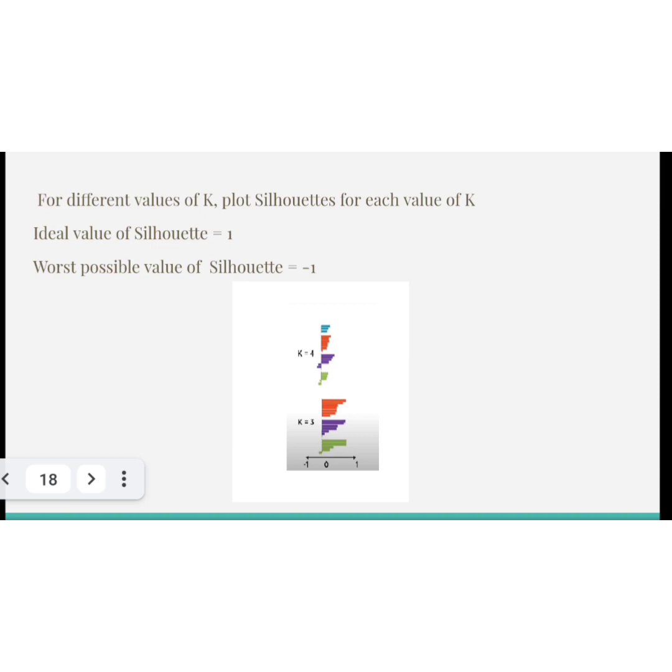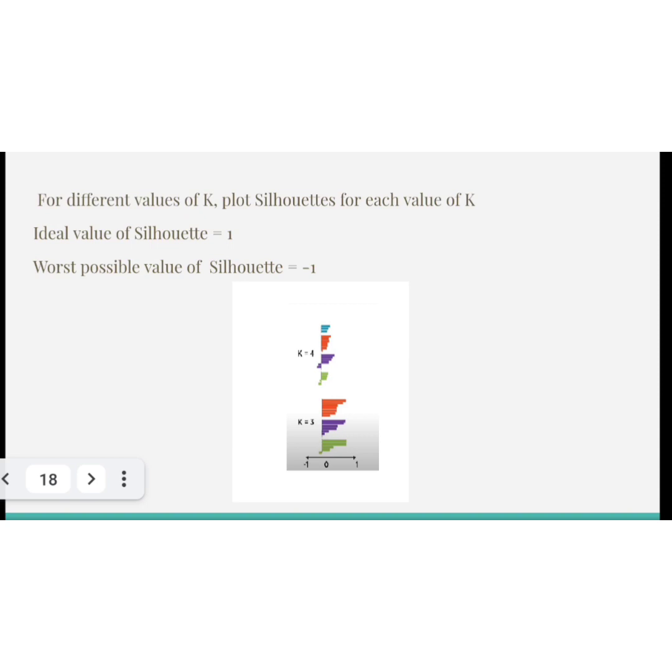But when k equal to 4, there are not many values that tend towards 1 as compared to k equal to 3. And also there are many values that tend towards the negative side, that means towards -1. So that's not a good sign. So k equal to 3 will be a better option among these two.